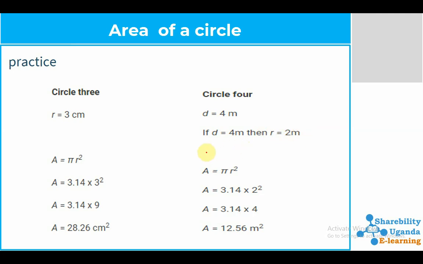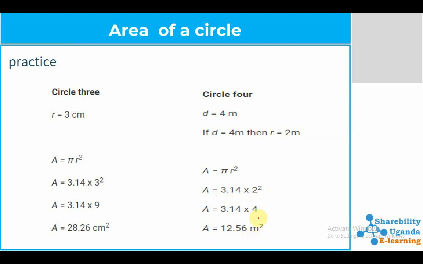Remember, here we said that our diameter is the same as 2 radii. That's the same as 2 times the radius, or radius plus radius. Then we get the diameter. So here they are able to say our area is equal to pi r squared, which is the value of pi, 3.14, times the radius squared. They were able to get 12.56 meters squared.